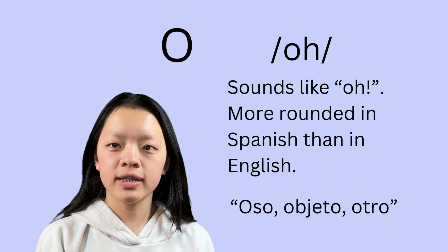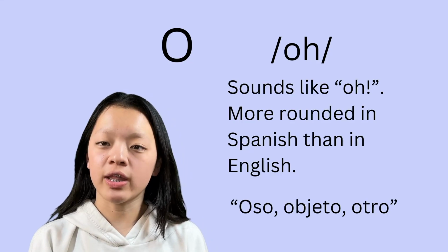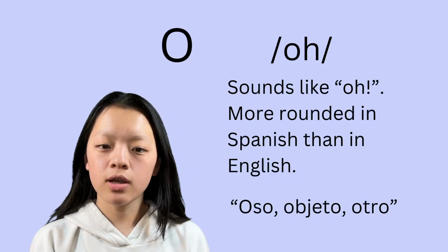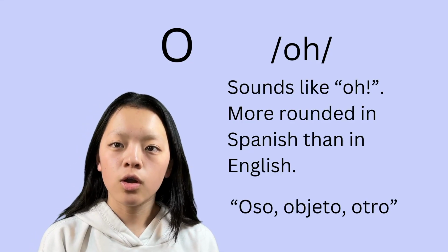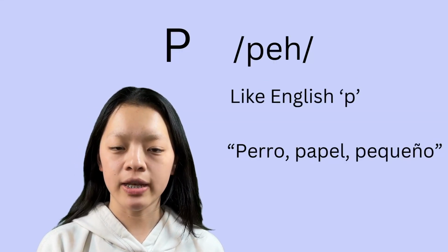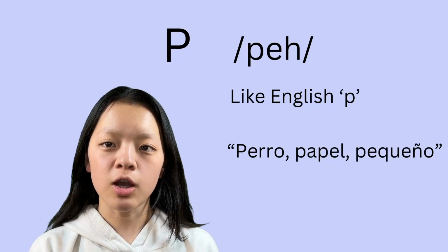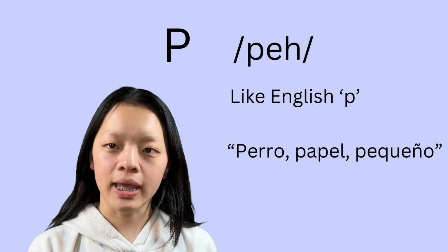The English letter O is O in Spanish. When used in words, it sounds like O, and it's more rounded in Spanish than in English. Some examples are oso, objeto, otro. The English letter P is P in Spanish, and it's pronounced just like the English letter P. Some examples are pero, papel, pequeño.